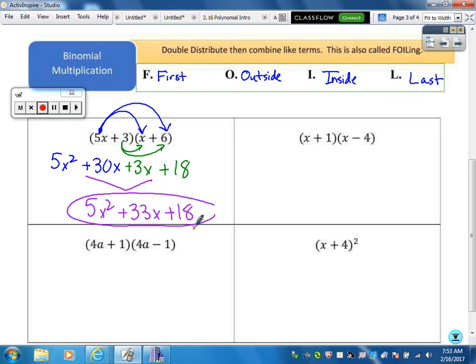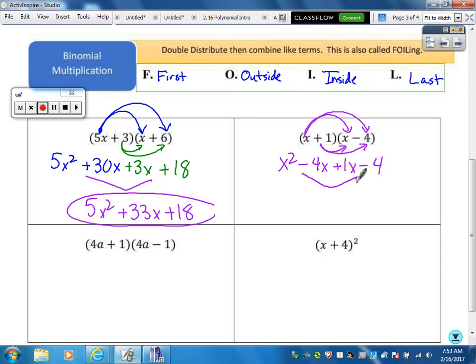Alright, let's try our next one right here. X times x is x squared. X times negative 4 is negative 4x. And we'll switch down to the bottom here. Positive 1 times x is positive 1x. And positive 1 times negative 4 is negative 4.